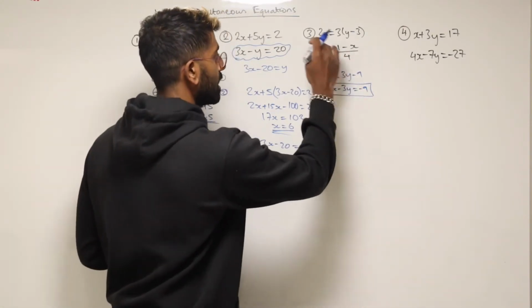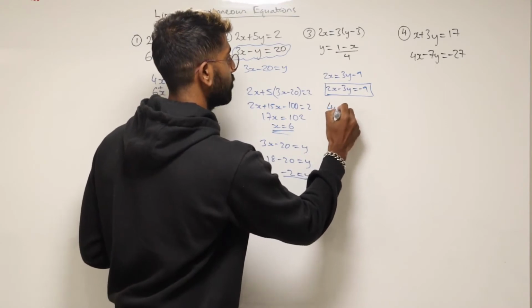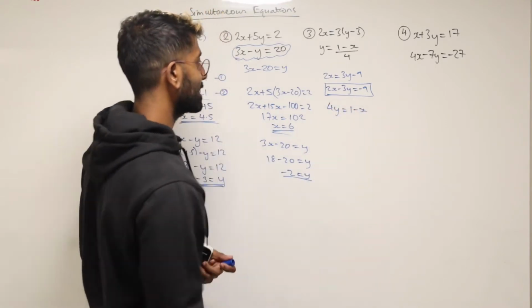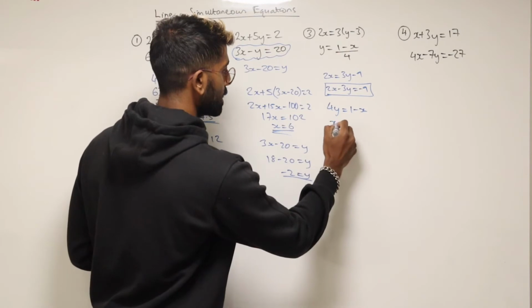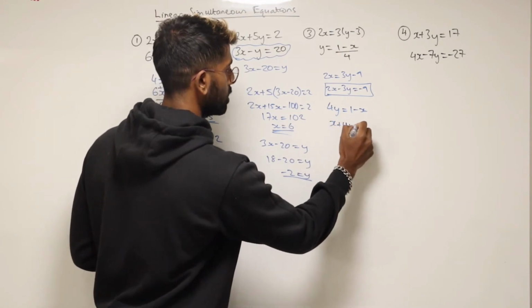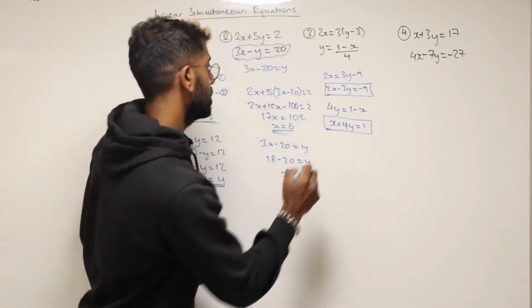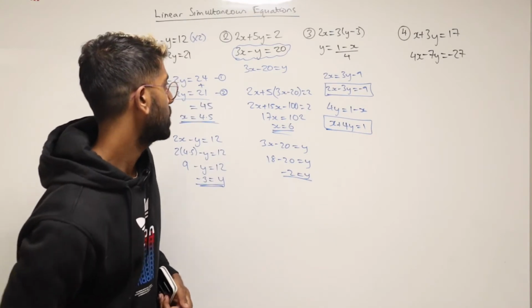And then let's multiply the 4 across for this one as well. So we'll have 4y is equal to 1 minus x. And then I'm going to take the x over here. So x plus 4y equals 1. Okay, there we go. So that looks a bit better.